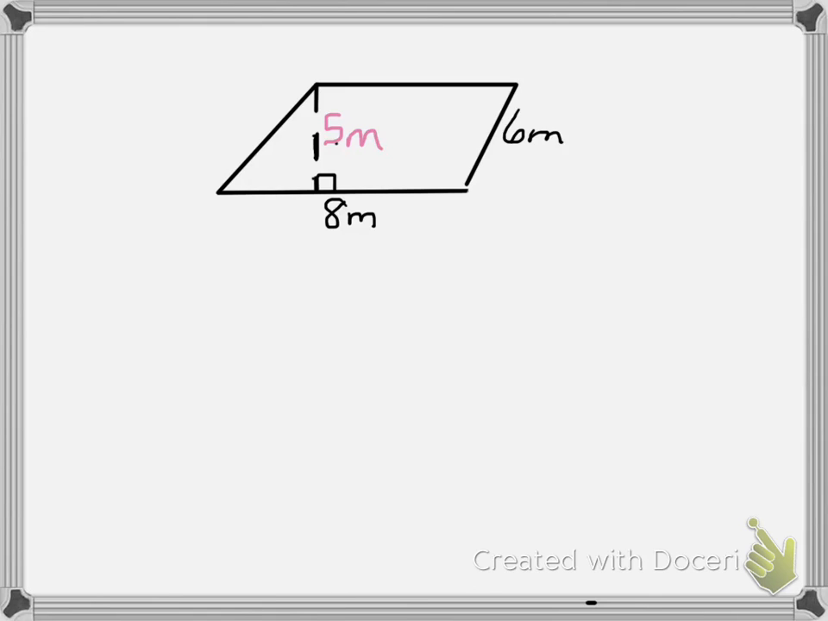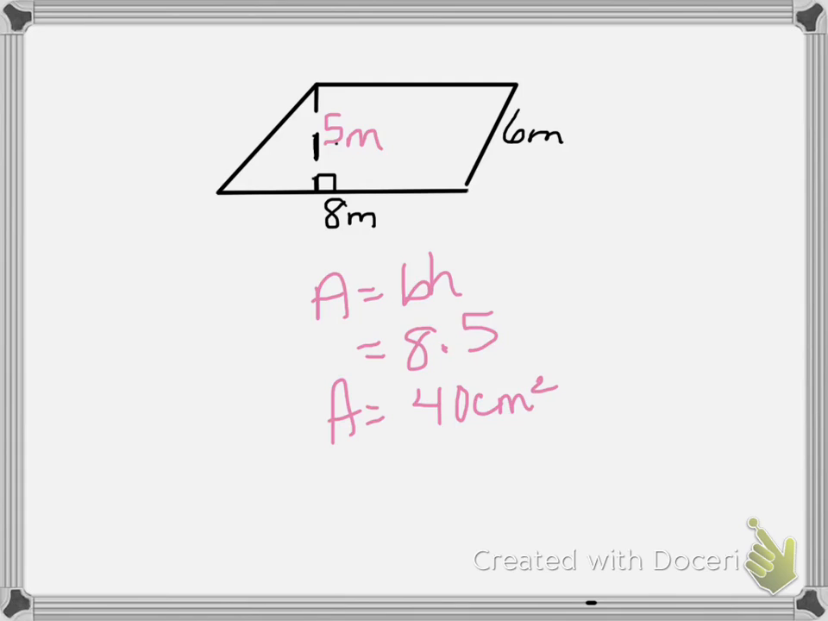Okay, we've got a parallelogram, and we know the area of a parallelogram is just base times height. So let's plug in base times height, and that's going to give us the area is equal to 40 centimeters squared. That's kind of similar to a rectangle, but this one, remember, is a parallelogram.